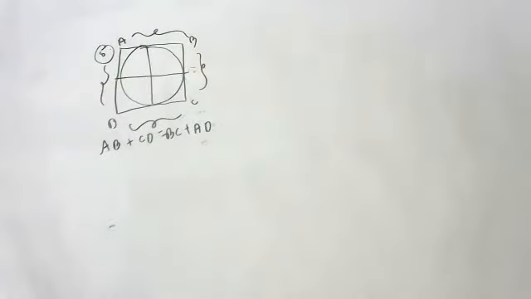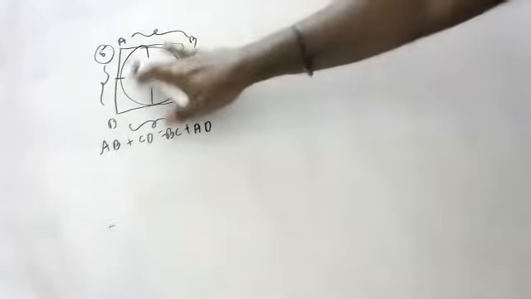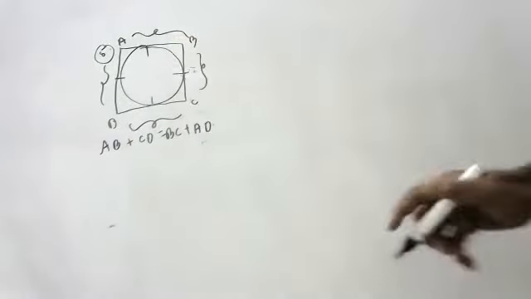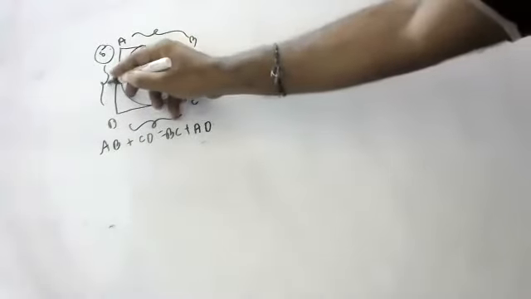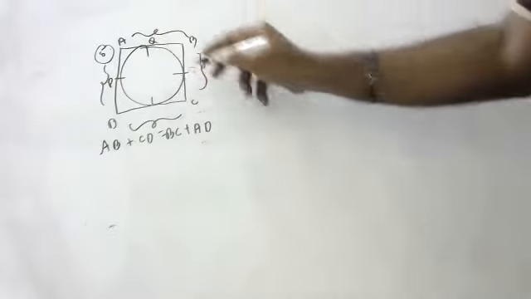How to do this question, children? Okay, so no need of this one. First, let us mark the points of contact as P, Q, R, S. Children, what will we write to prove this and this equal, this and this equal?